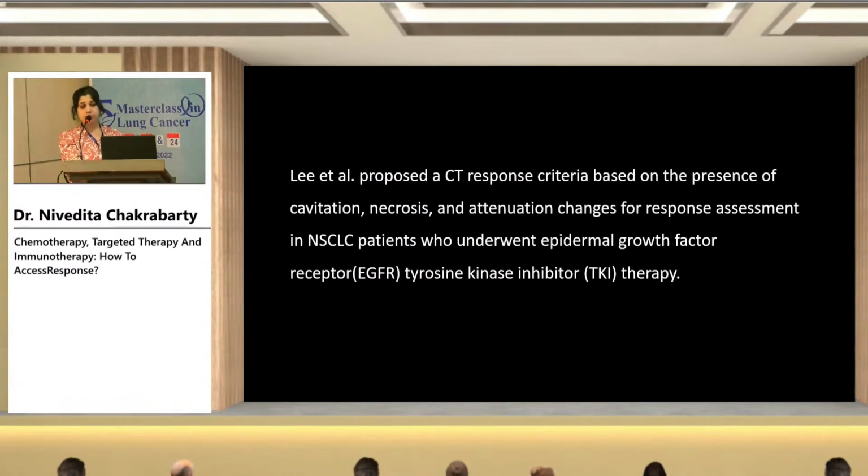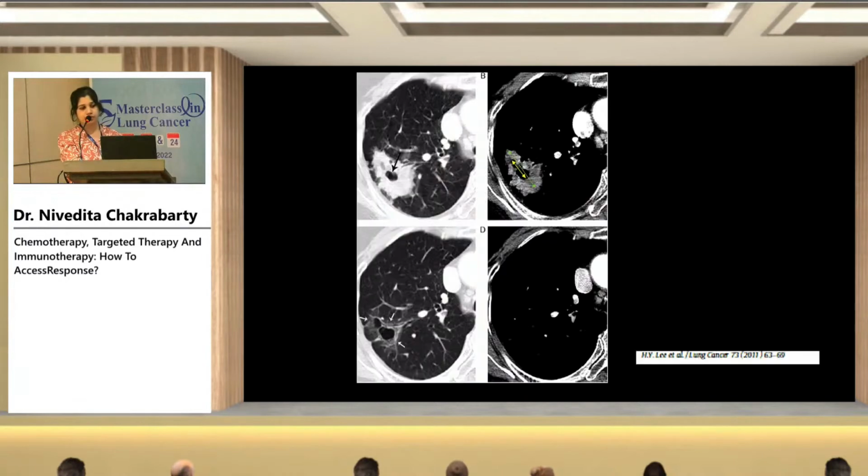Now, there was one study proposed by Lee, who proposed a new response criteria using CT based on the presence of cavitation, necrosis, and attenuation changes for response assessment in NSCLC patients who underwent TKI therapy in EGFR positive patients. So generally in lung window, we measure RECIST 1.1 target lesions. But then Lee proposed that in a soft tissue window, we only take the solid component and the cavitation part. If the lesion has undergone cavitation in the response assessment scan, we subtract that from the measurement. And then the further measurement is based on the RECIST 1.1.